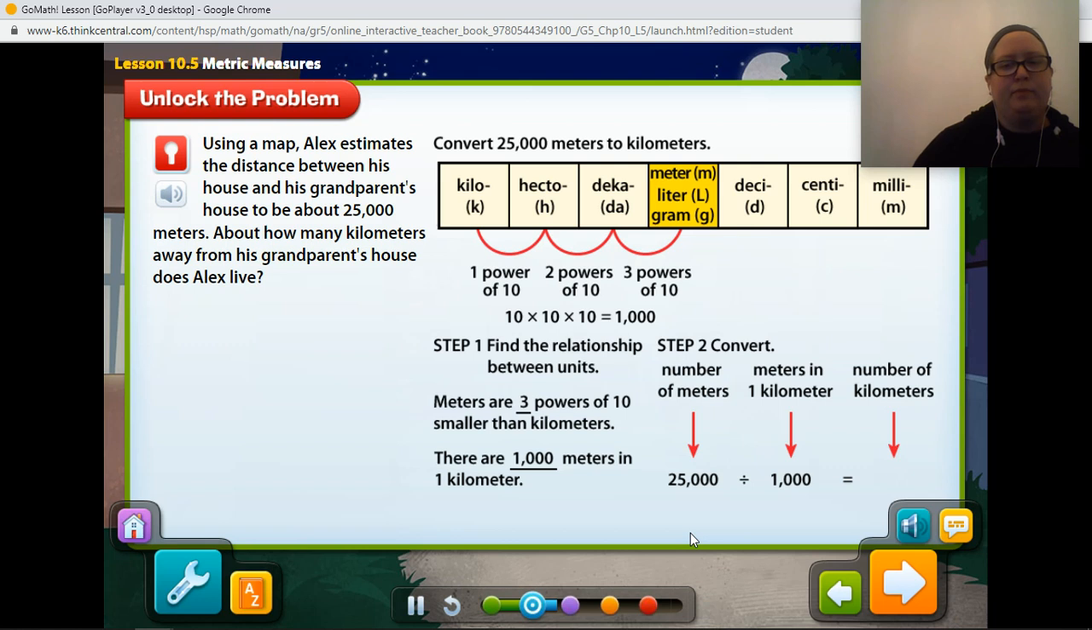Let's solve the problem. What's 25,000 divided by 1,000? Because they both have 3 zeros, you can take this off and you're doing 25 divided by 1, and that gives you 25. 25,000 divided by 1,000 is equal to 25. So Alex's house is 25 kilometers from his grandparents' house.